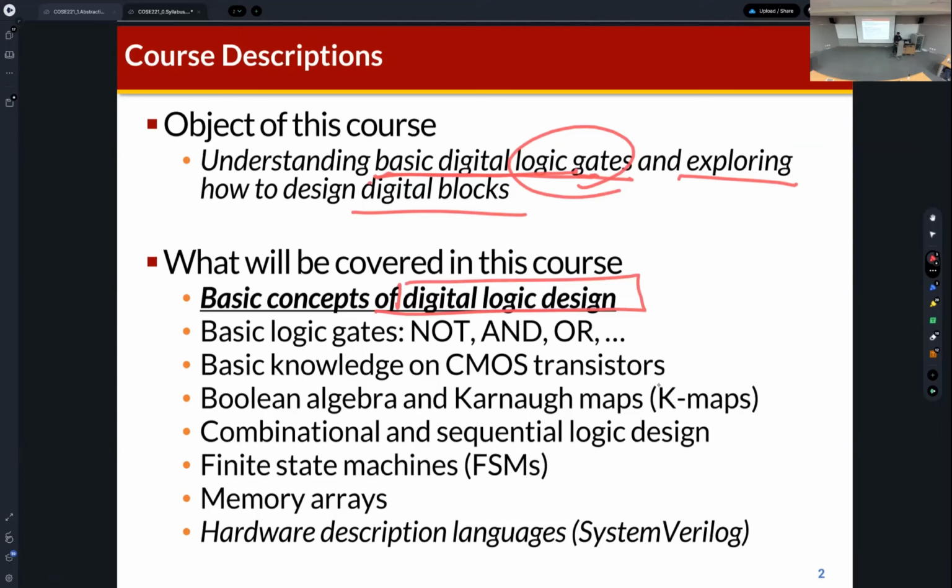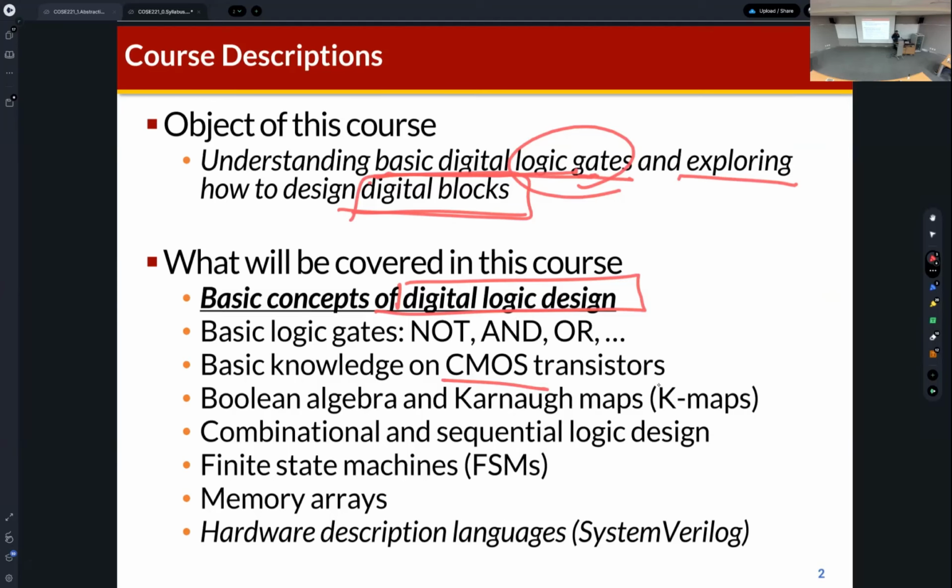Actually it's not difficult. I think this course is not a difficult course. In this course you will learn about the basic logic gates, called NOT, AND, OR, something like that. Also, because this is a digital logic design course, we need to learn about digital block design. And we implement digital blocks using CMOS technology, so CMOS transistors.